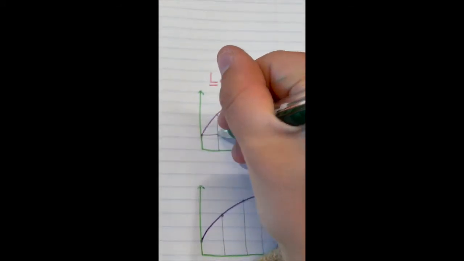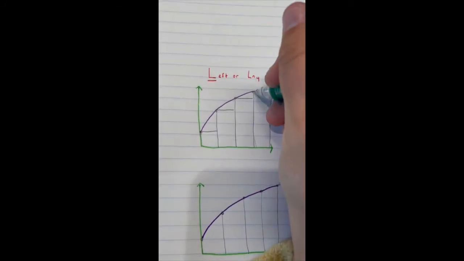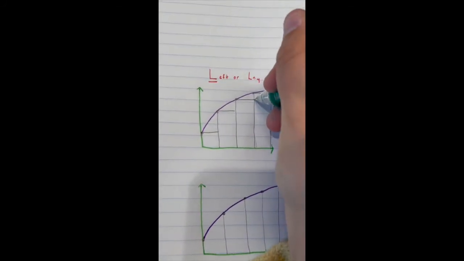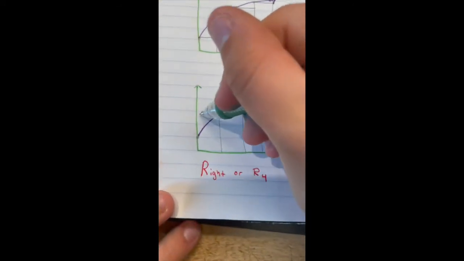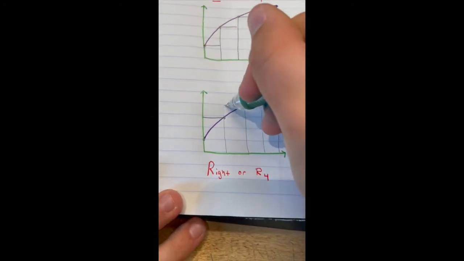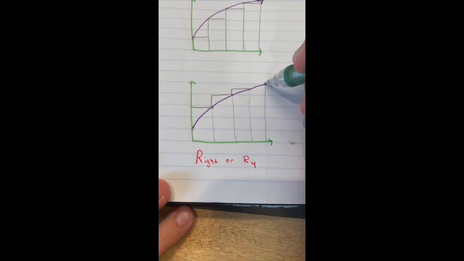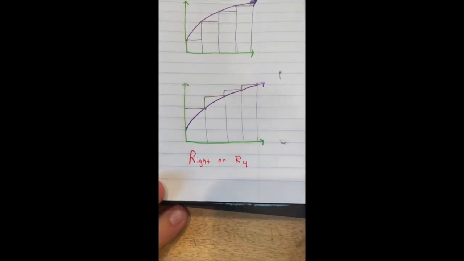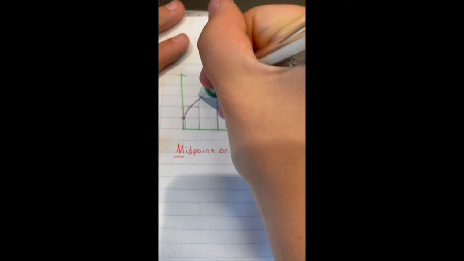Left, drawing the rectangles according to the most left point on the interval. Right, drawing the rectangles according to the most right point on the rectangle interval. And finally, midpoint. Draw the rectangles according to the midpoint on the rectangle interval.